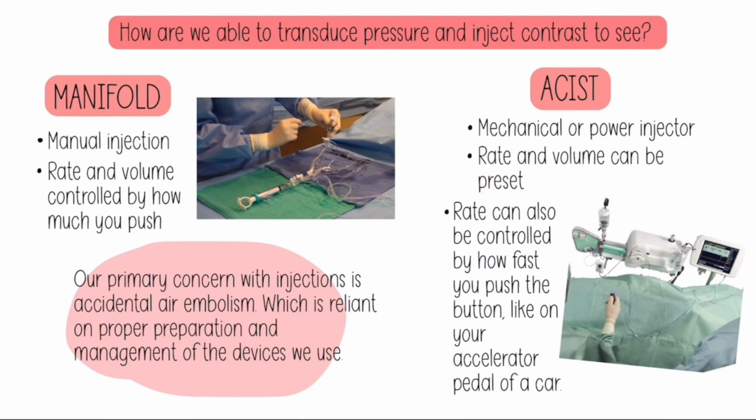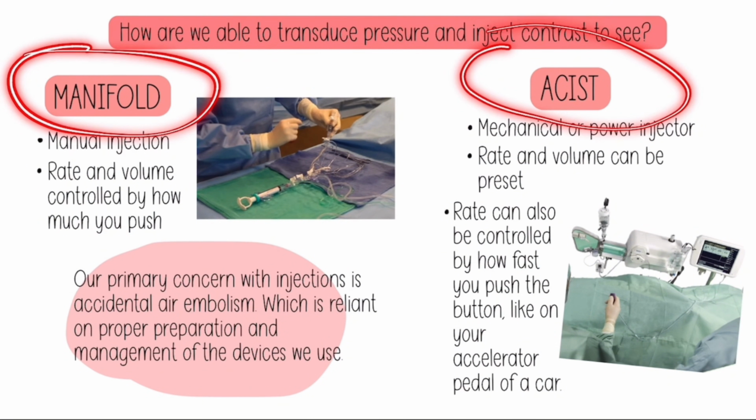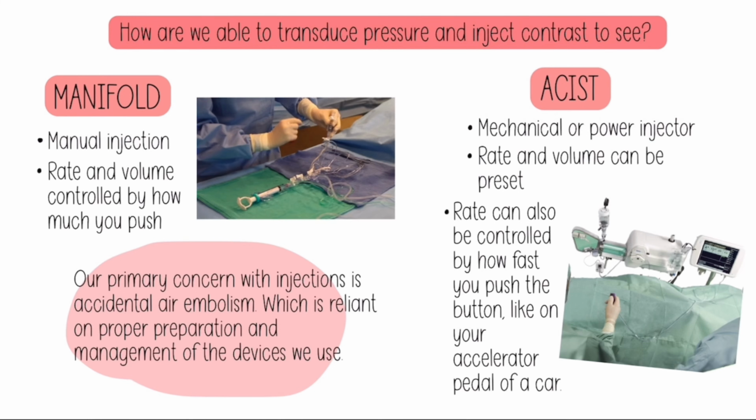How are we able to transduce pressure and inject contrast to see? So for a first-time cath labber, it's kind of remarkable what we're able to do from completely outside of the body, just through this tiny hole and these tiny little pieces of equipment. So what we use are one of two different things. Some places use a manifold and some places use an Acist, but they serve relatively the same purpose.